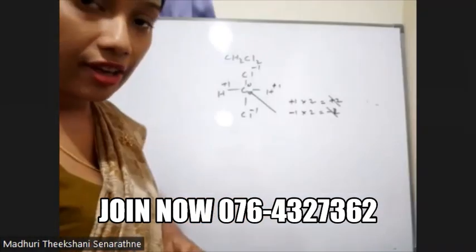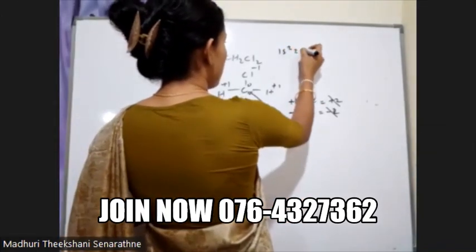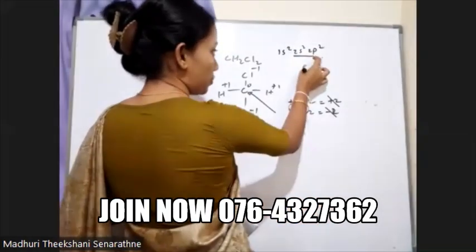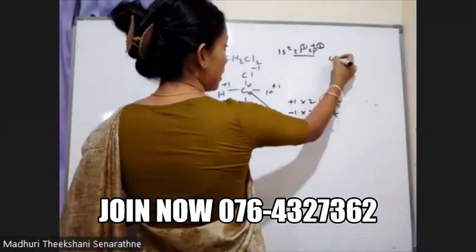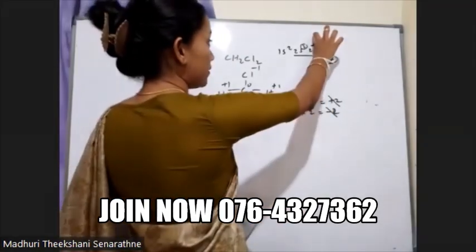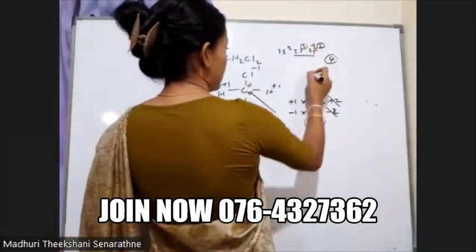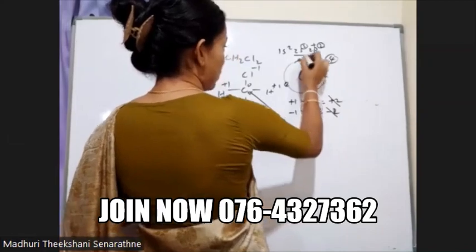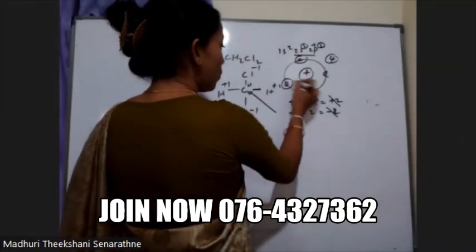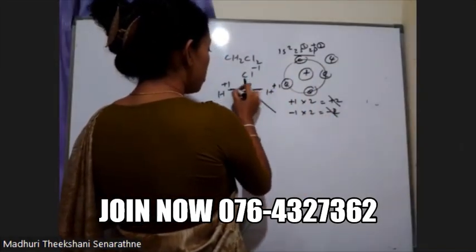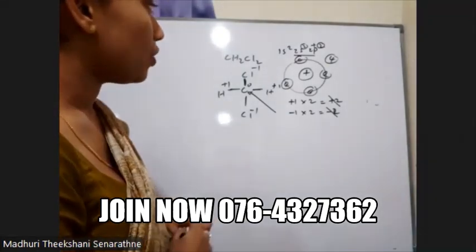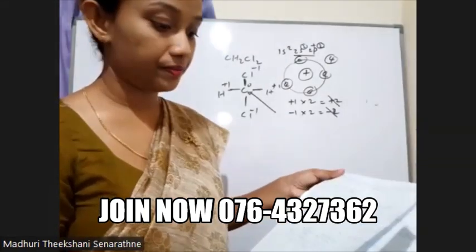So, what is the electronic configuration of carbon? 1s2, 2s2 and 2p2. Here 2 plus 2 means there are 4 electrons in its outermost shell. All 4 electrons contribute to making bonds in CH2Cl2. Therefore, its valency is 4. Valency is 4 and oxidation number is 0. The answer is number 3.